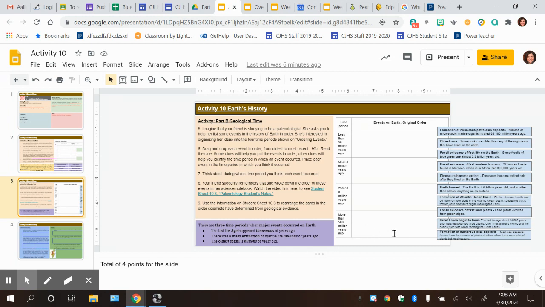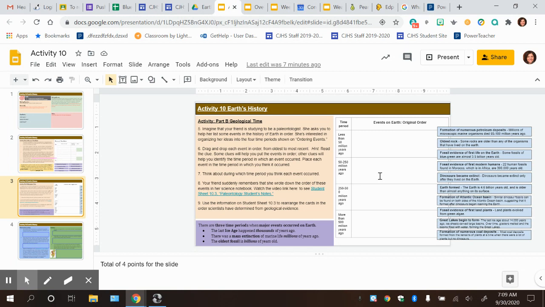Just like how you created the personal timeline, we're going to follow that same order. So up here, most recent, down here, the oldest. Then it goes on to say, hint, read the clue. Some clues will help you put the events in order. Other clues will help you identify the time period in which an event occurred. Place each event in the time period in which you think it occurred. Step 7 says think about which time period you think the events occurred.